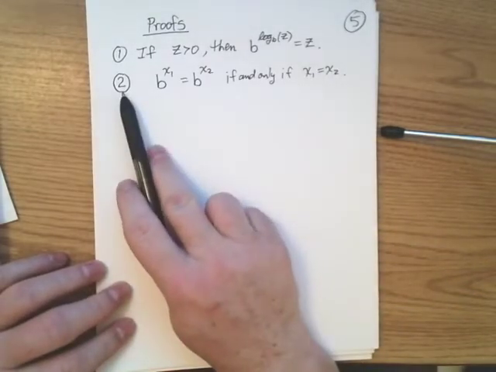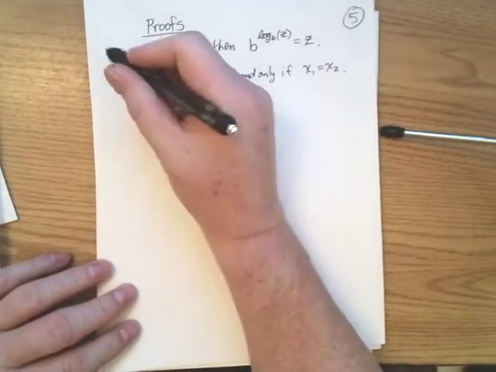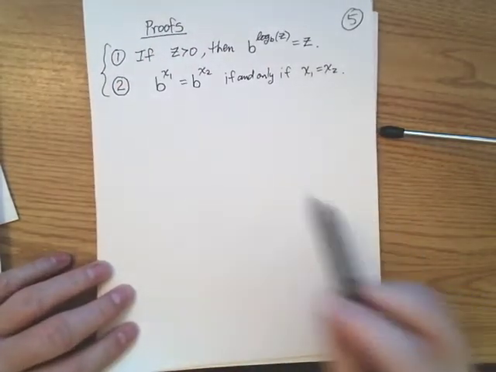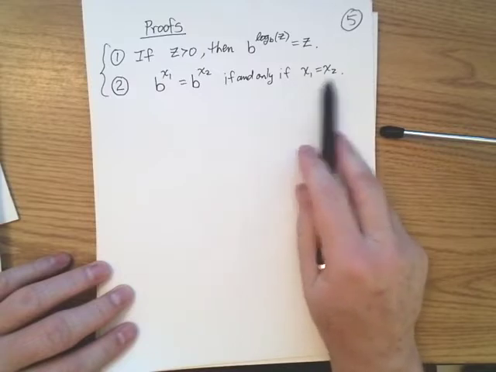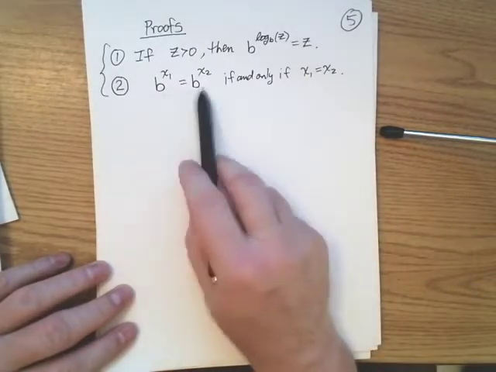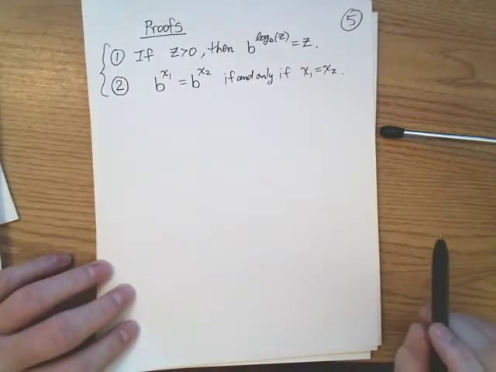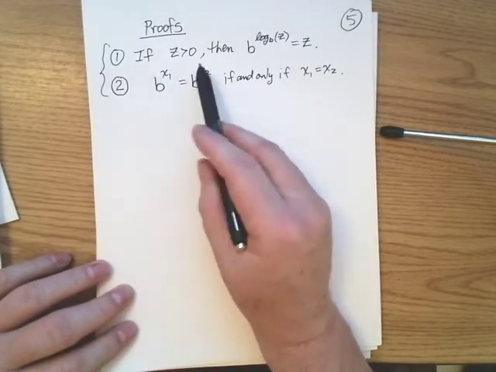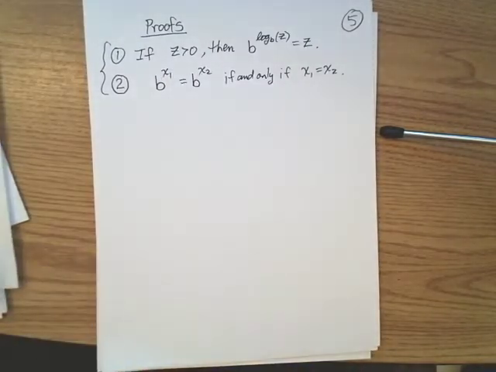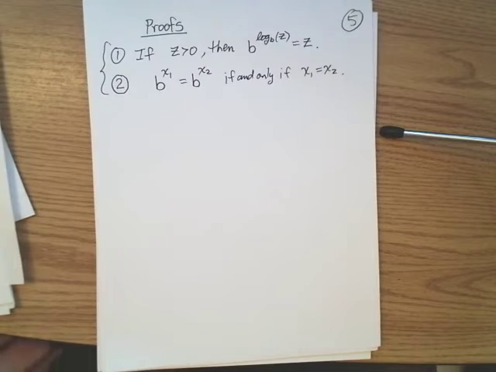Anyway, here's another statement I want to do. 2. So these are going to be the fundamental properties I'm going to use in my proofs. b to the x1 equals b to the x2 if and only if x1 is equal to x2. This is just saying exponential functions are what? One-to-one. Okay? The only way these can be equal is if their powers are equal. All right? Now let me show you how this actually ends up leading to proofs of these things.